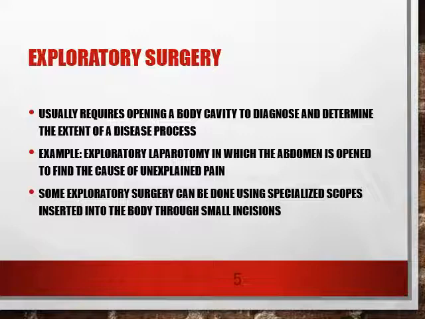Some exploratory surgery can be done using specialized scopes, like I was saying, inserted into the body through small incisions, about 3 incisions, 1 in the belly button, and 1 to blow up the abdomen with carbon dioxide so that they can see all of the organs and be able to remove what needs to be removed.